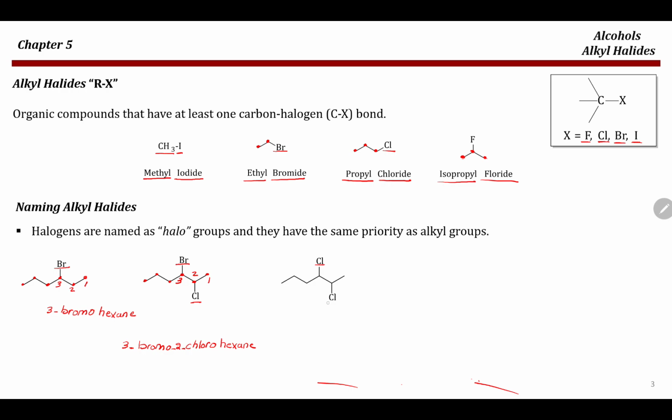If we have two similar groups, then we will use the prefixes such as di, tri, or tetra. This is again hexane. And then we have two chlorines, so this is dichloro hexane. And then the numbers will be 2 and 3, so 2,3-dichlorohexane.